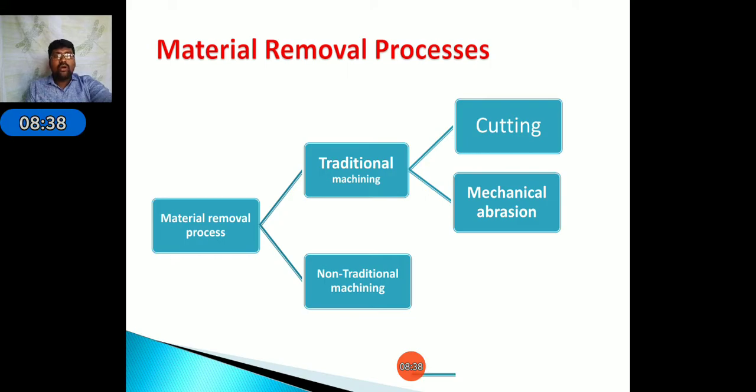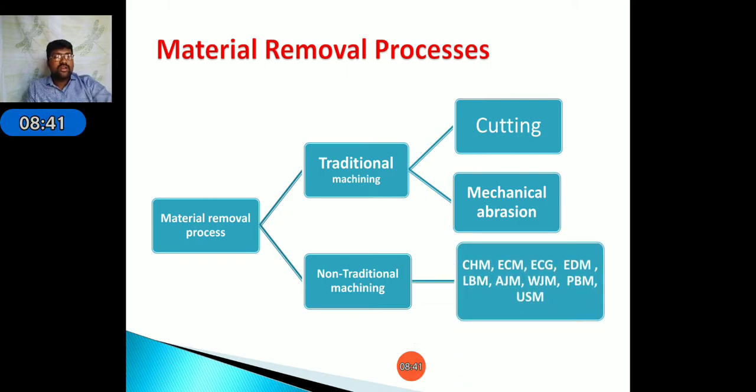Coming to non-traditional machining processes, these include chemical machining, electrochemical machining, electrochemical grinding, electro discharge machining, laser beam machining, abrasive jet machining, water jet machining, and plasma machining. Next, ultrasonic machining. These are the different methods used in non-traditional machining. In all five units, we will discuss these processes. This is the classification of the material removal process.